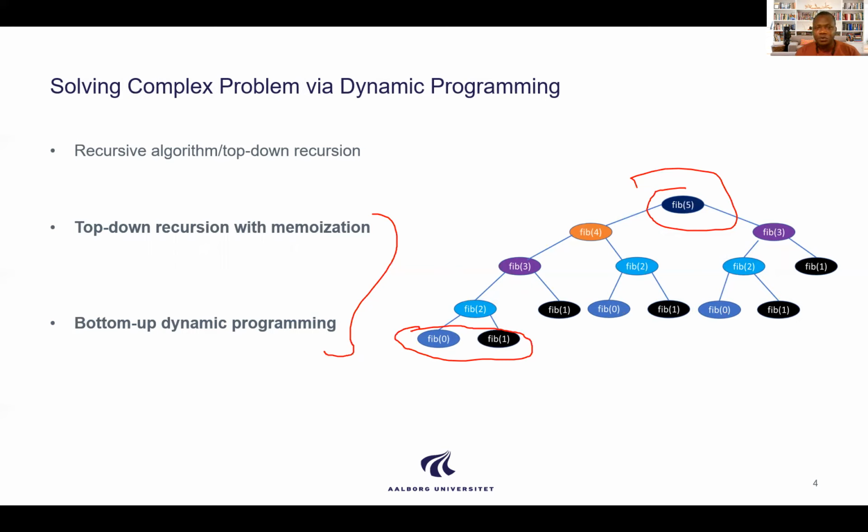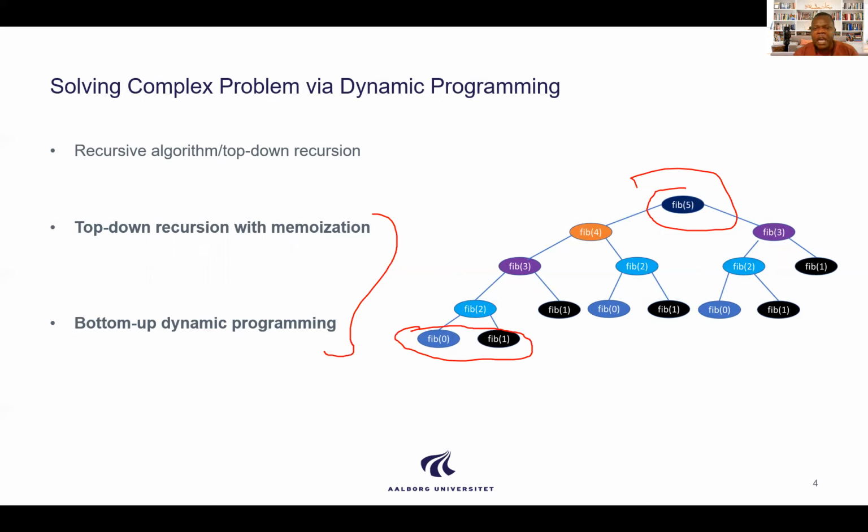In general, these two approaches have been shown to be asymptotically equivalent in terms of the running times, and depending on the programming and the choice of implementation, the bottom-up approach allows us in some cases to reduce the space complexity, or equivalently the memory requirement, right? We will see an example of how this can be done in a subsequent slide.